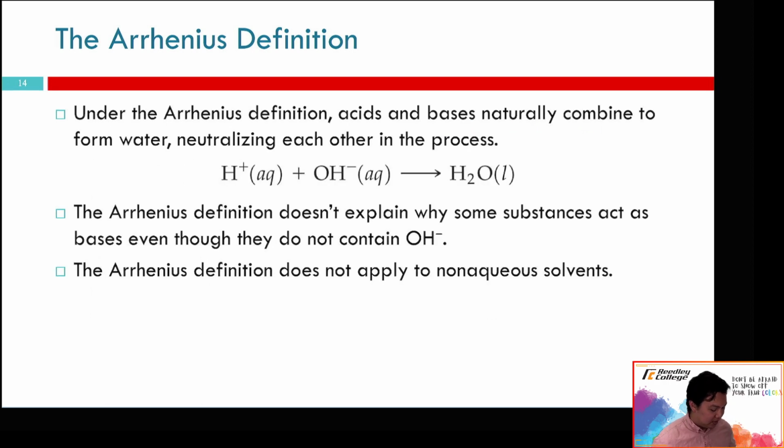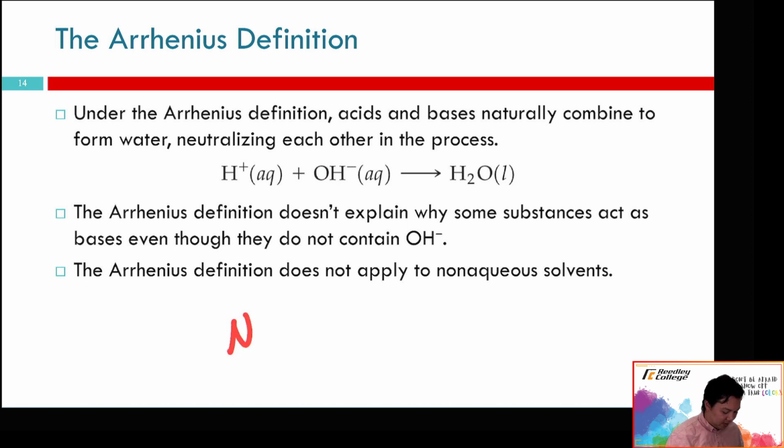We're not going to use the Arrhenius definition too much. Under the Arrhenius definition, acids and bases naturally combine to form water, neutralizing each other in the process. So if we have an H plus ion and a hydroxide, you can see how those pretty easily form together to make water. But what the Arrhenius definition doesn't explain is why some substances act as bases even though they do not contain hydroxide.